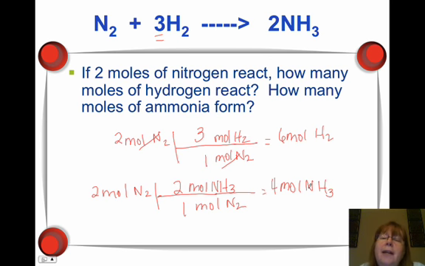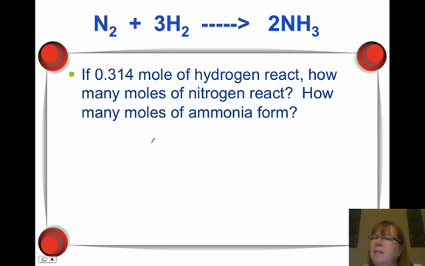Okay, so it's really important right now that you use your unit mole and you identify, like it's moles of nitrogen. Make sure you do that because that's really going to help you. All right, let's do another problem. Same equation, but different numbers.